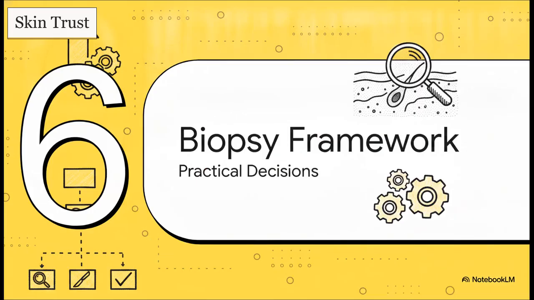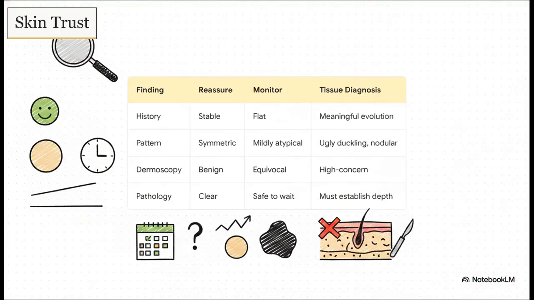Let's bring this all together in our final section, Section 6, Practical Biopsy Decision Framework. We're going to give you a concrete tool for your daily practice. This matrix right here summarizes everything we've talked about perfectly. Basically, your immediate clinical action is dictated by history, pattern, dermoscopy, and the pathology question.